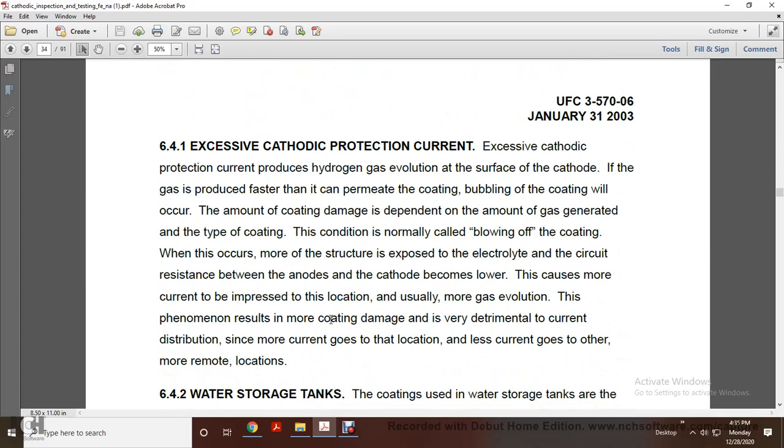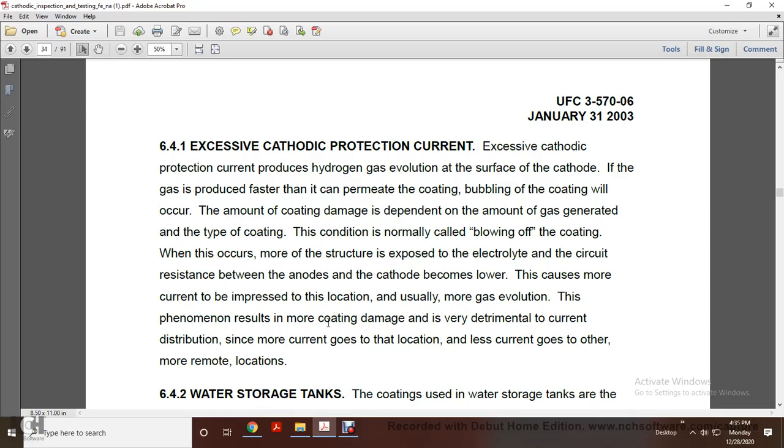So the cathodic protection current produces hydrogen gas evolution at the cathode surface. The gas is produced faster than it can permeate the coating, causing bubbling. The coating damage depends on the amount of gas generated and the type of coating, normally called blowing off of the coating. The structure is then exposed to the electrolyte, and the resistance between the anode and the cathode becomes larger, which causes more current to be impressed into that location, usually with more gas evolution.